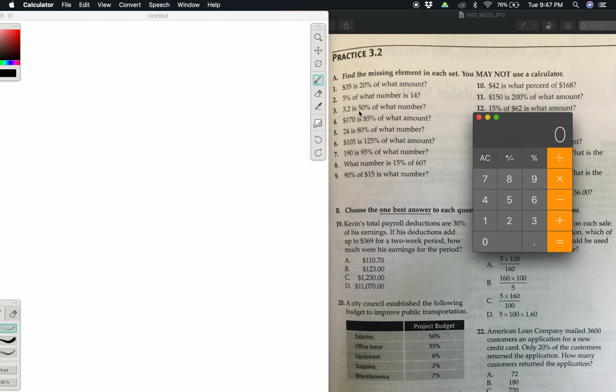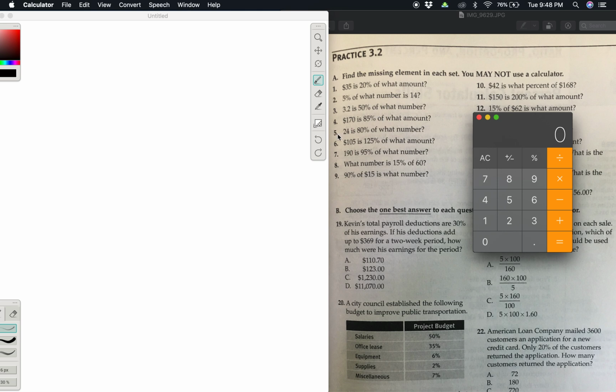Okay, number 4, 170 is 85% of what amount? So 170, we know that it's 85%, so it's just the part. Okay, it's equal to 85%. So 170, which is the part, divided by the percent, 0.85, equals 200. Okay, so number 4 is 200.